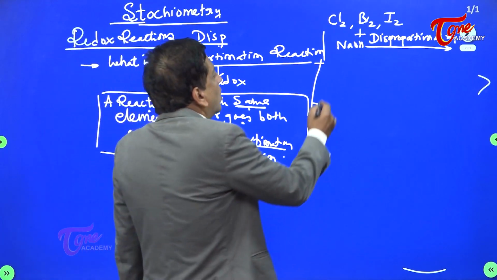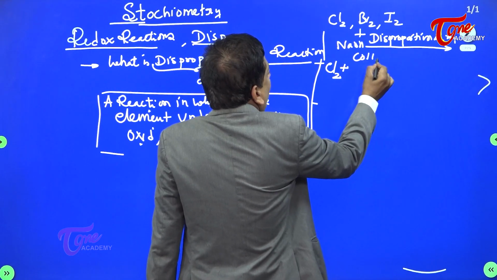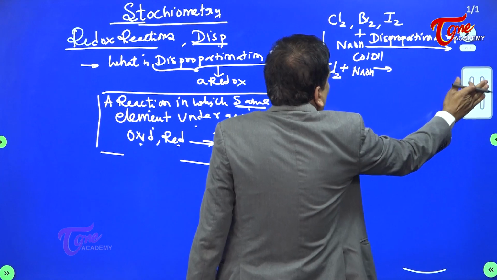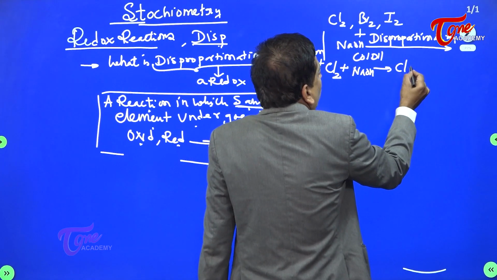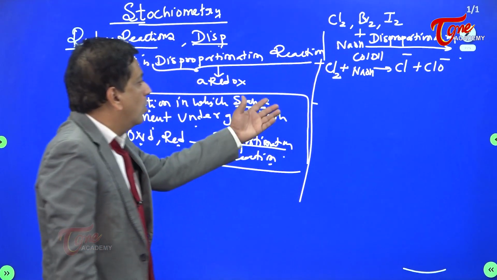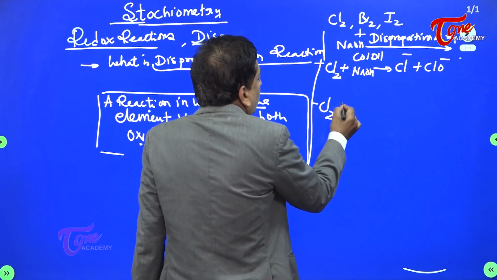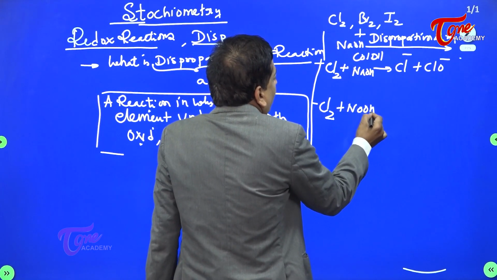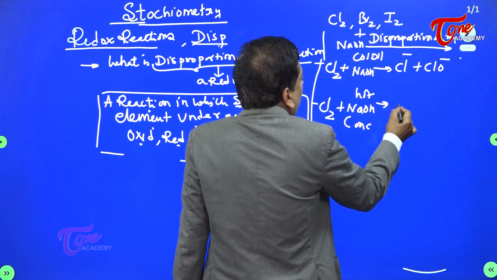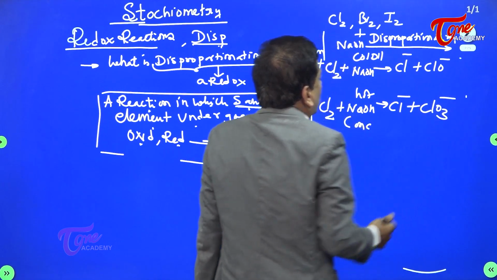Now, look into this. Chlorine with cold, dilute NaOH. When you treat this, then you're supposed to get Cl minus and ClO minus. Look at this, if it is cold, dilute NaOH. Similarly, if it is hot and concentrated, then you will get Cl minus and ClO3 minus. You must understand.